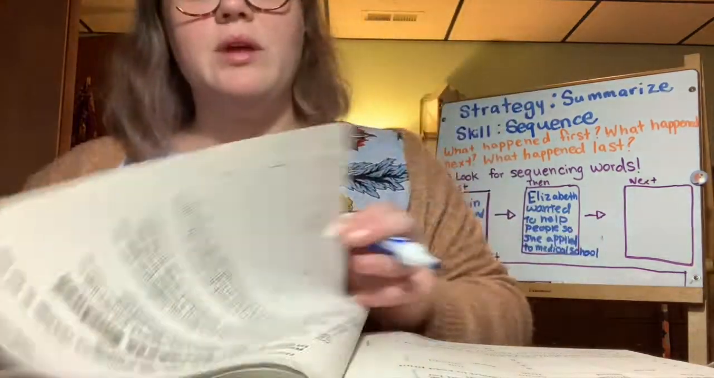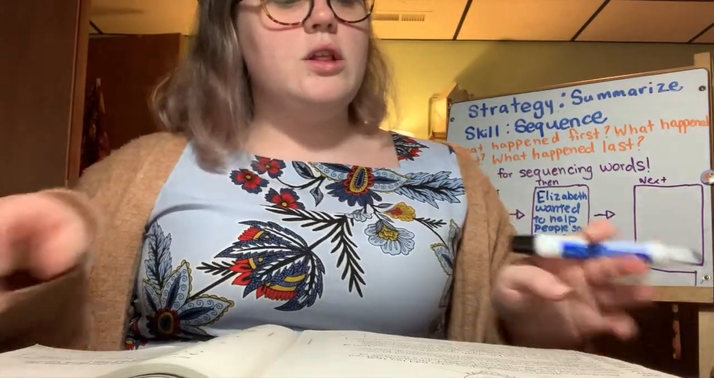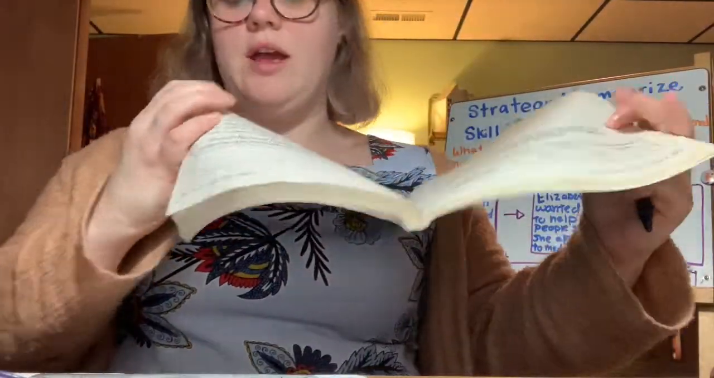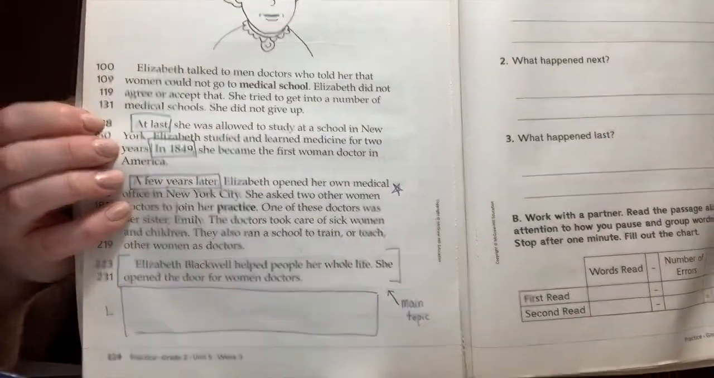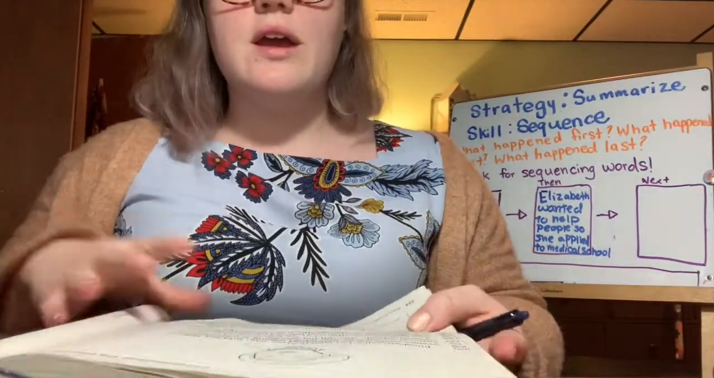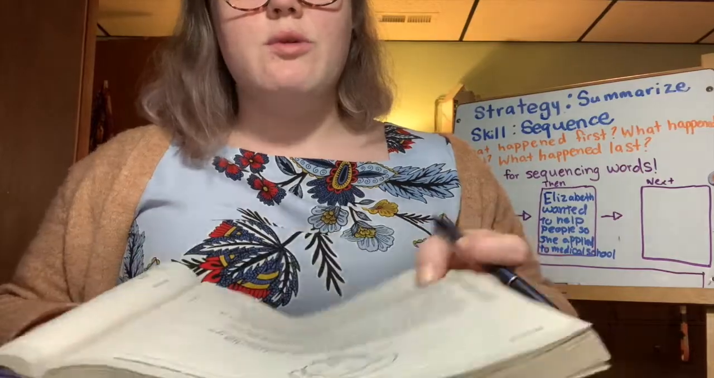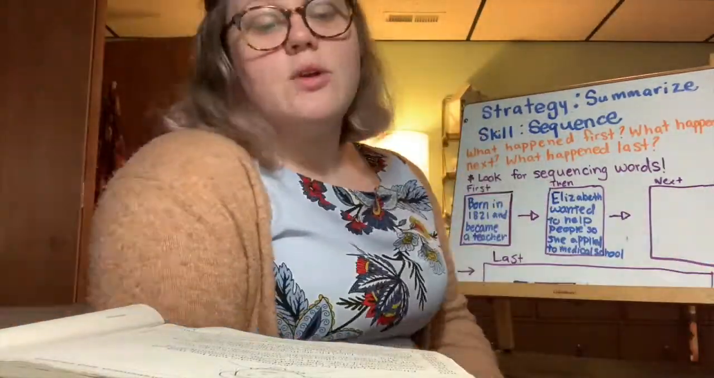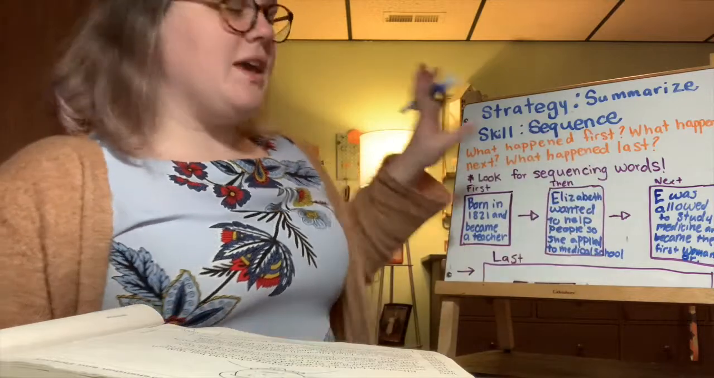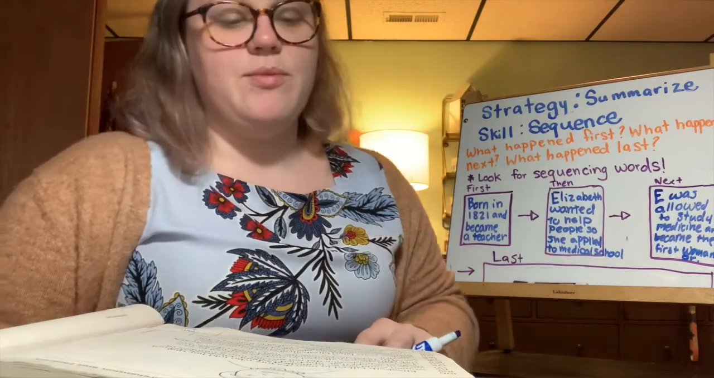As I keep reading, I'm looking for those clue words, and then I come across another one, in the second paragraph on the second page on line 138, and it's that word at last. And you can see as I was reading, I boxed it, so I knew that there was a clue word there that was going to help me see that a new event was happening. My notes don't always look pretty, but they help me organize my thoughts as I keep reading.